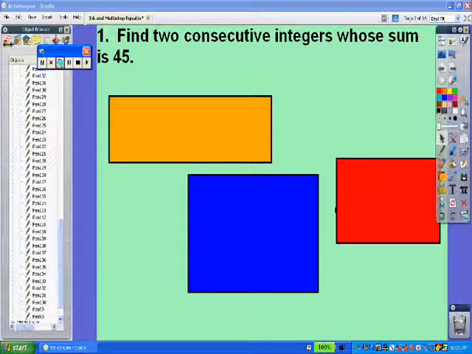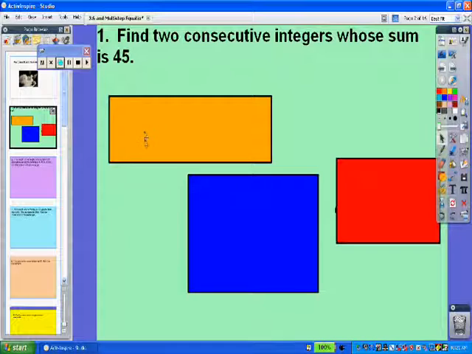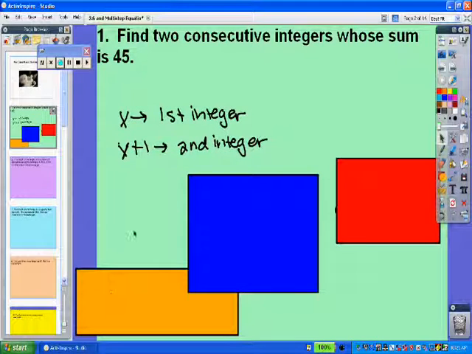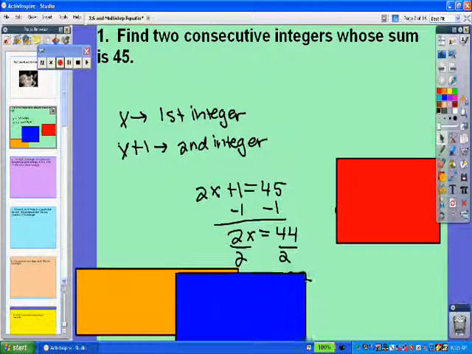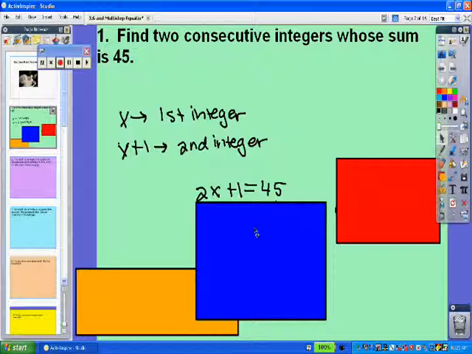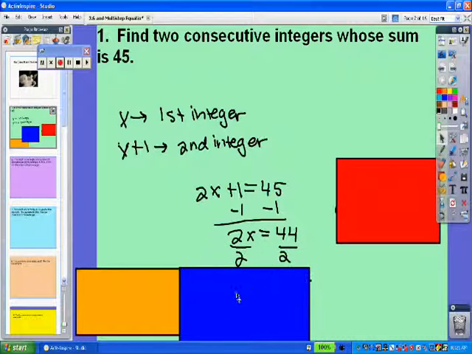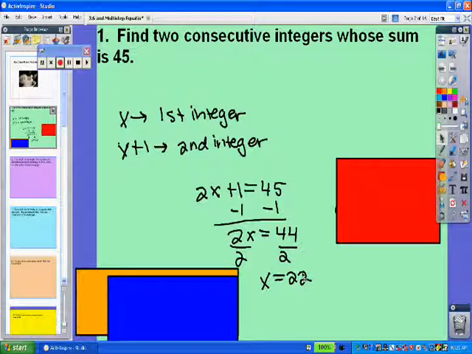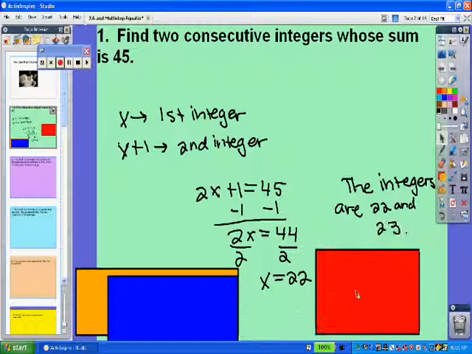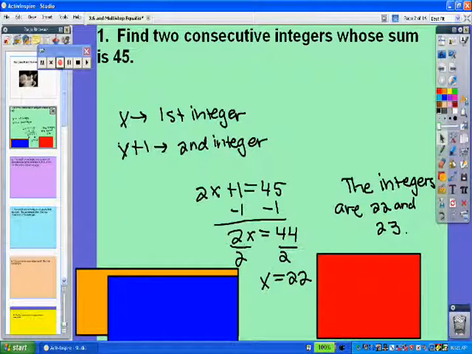Alright, on this one, you should have said that x was your first integer and x plus 1 is the second. So when I find the sum, I would write 2x plus 1 equals 45. Subtract 1 from both sides. So I get 2x equals 44. So x would then equal 22. So your final answer should be, the integers are 22 and 23. Alright, good job. Let's go on to the next one.